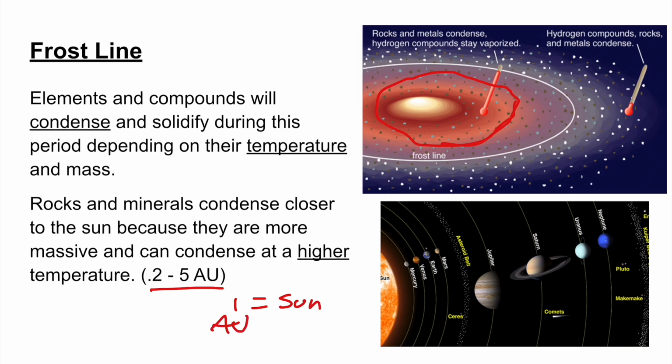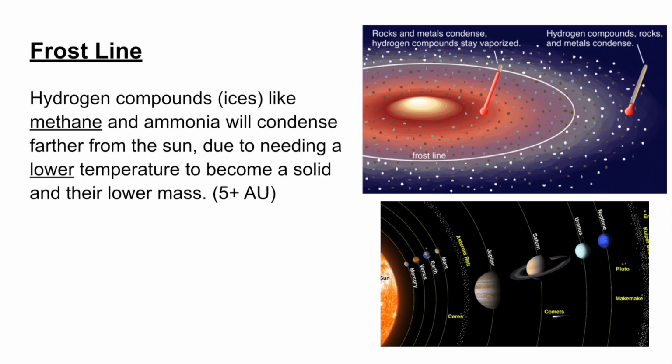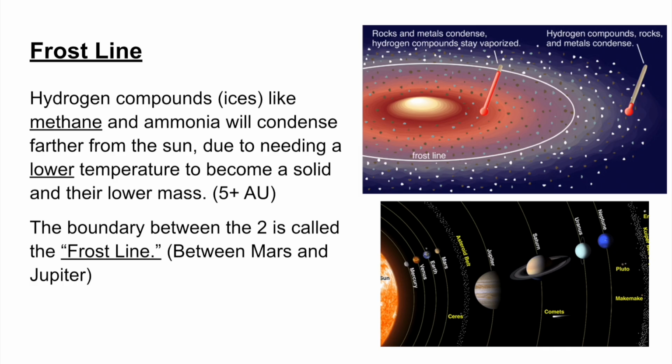Sun is 1 astronomical unit. So those heavier materials, those metals and those rocks, are going to be closer to the sun. Whereas those lighter materials, like hydrogen compounds or different ices, like methane, which is one that we see a lot in our solar system, those methane and ammonia compounds are only going to be found towards the outside, anything more than 5 astronomical units away.